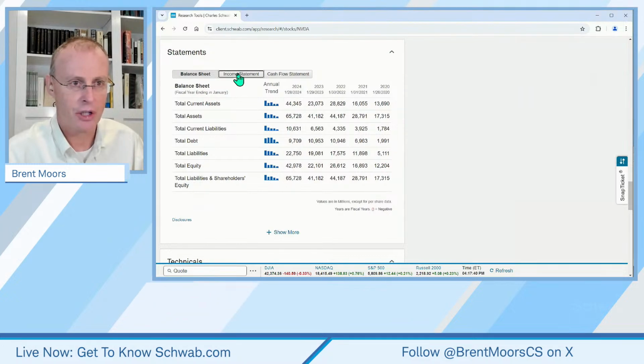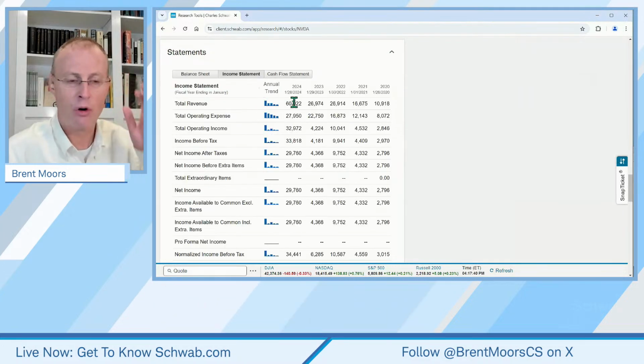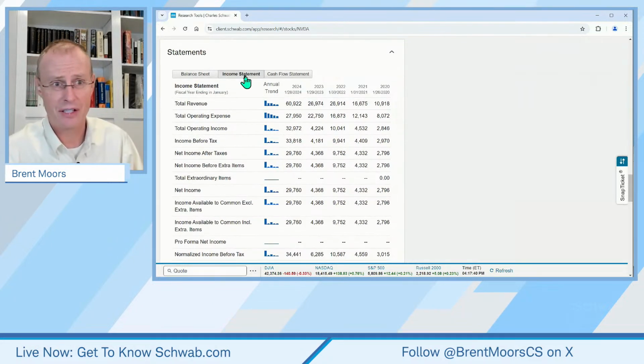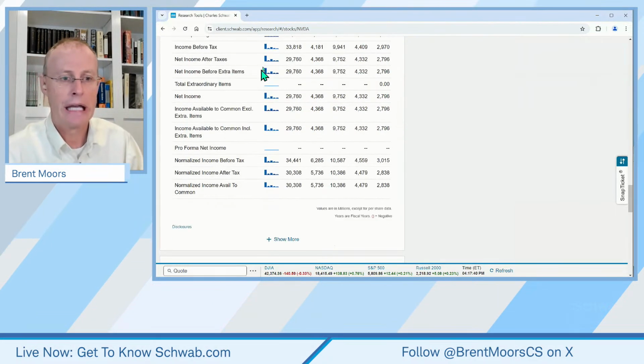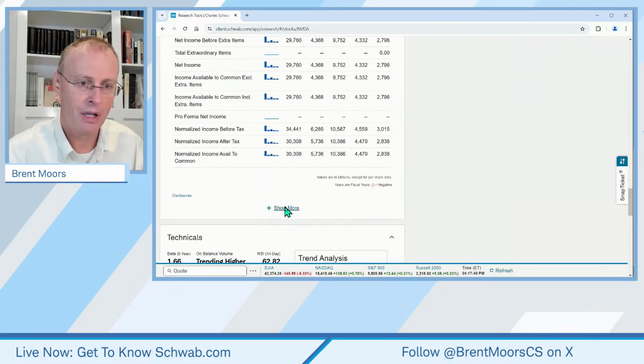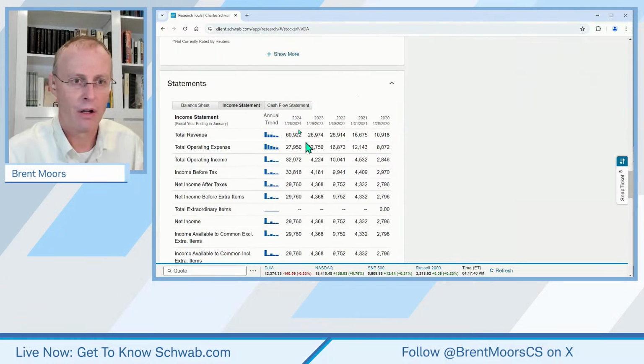Okay, so that's balance sheet. Click on income statement. Now, those of you who are familiar with this are looking at this and going, well, that wasn't a full balance sheet. That's not a full income statement. You're correct. If you want to see the full deal and not just the highlights, you click on show more there.